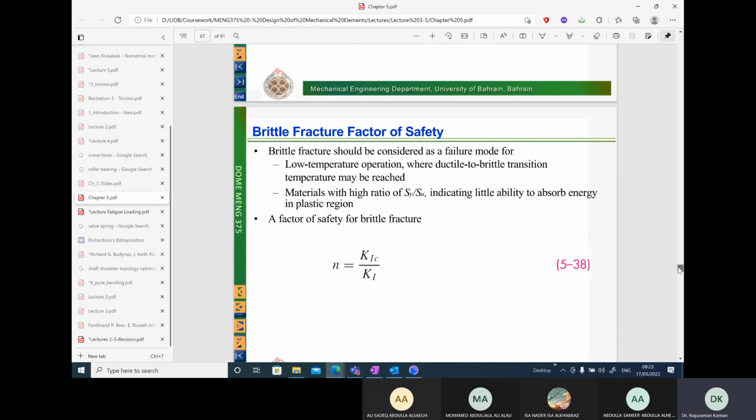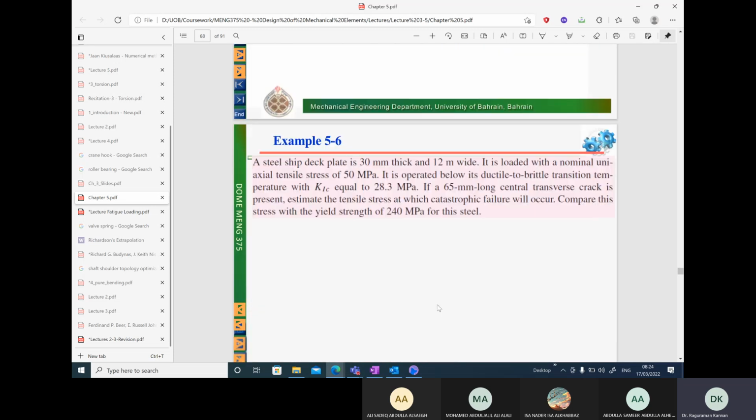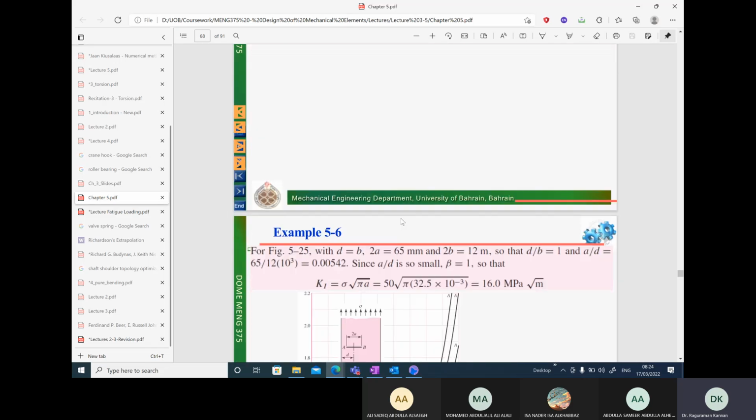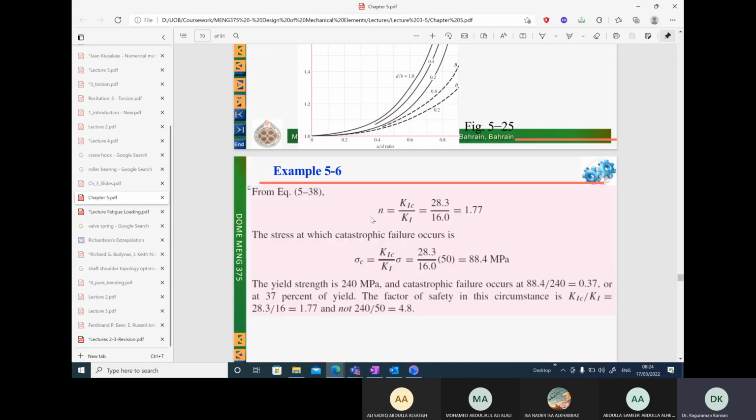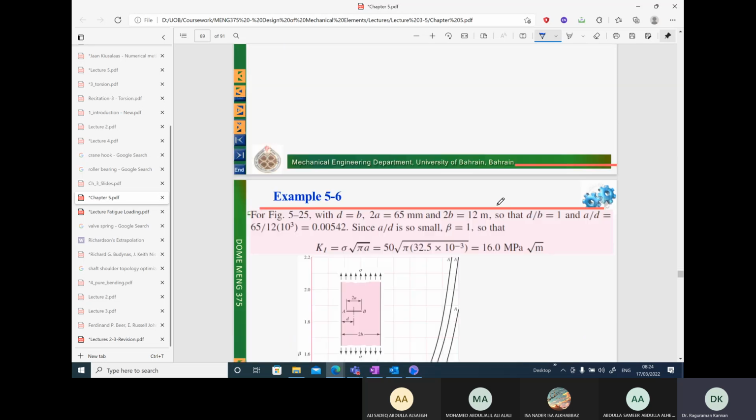Again, if I go to one of the example problems here, I think this is the example problem. We considered a plate with a crack present in it, and we found that the material cracks at 88.4 megapascals, but the yield strength of the material is 240 megapascal here.